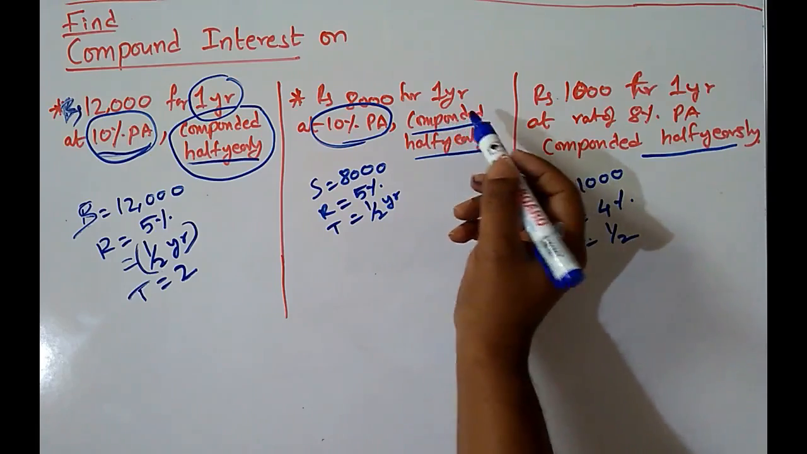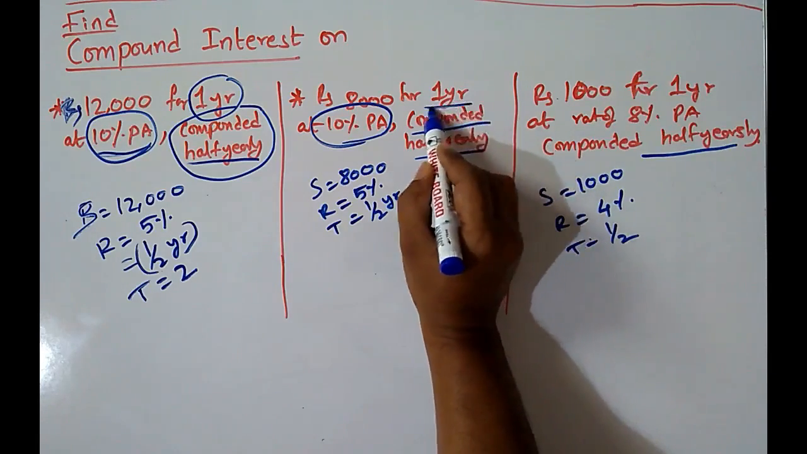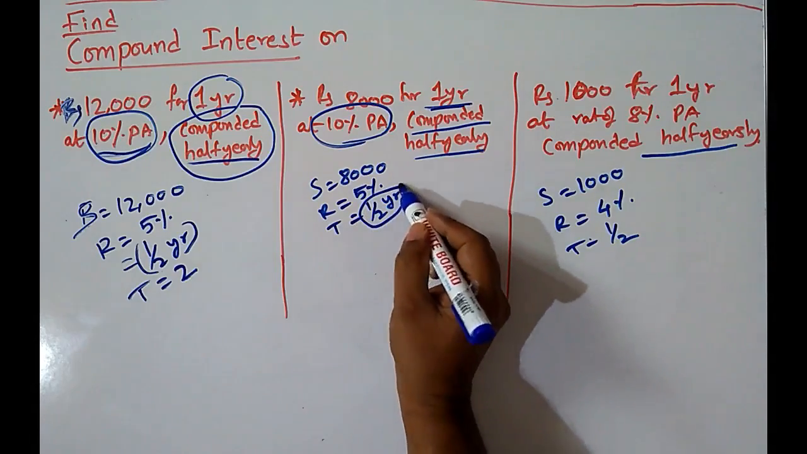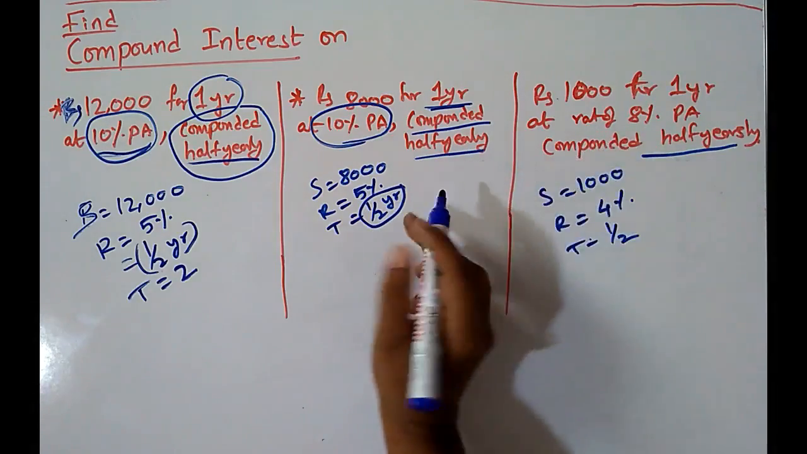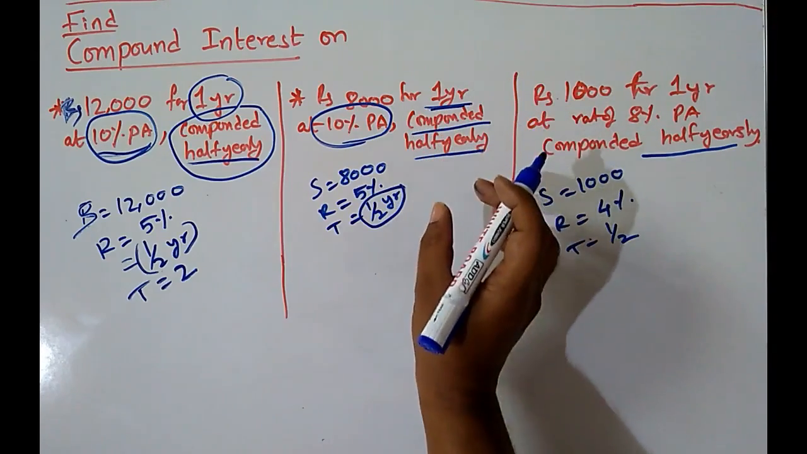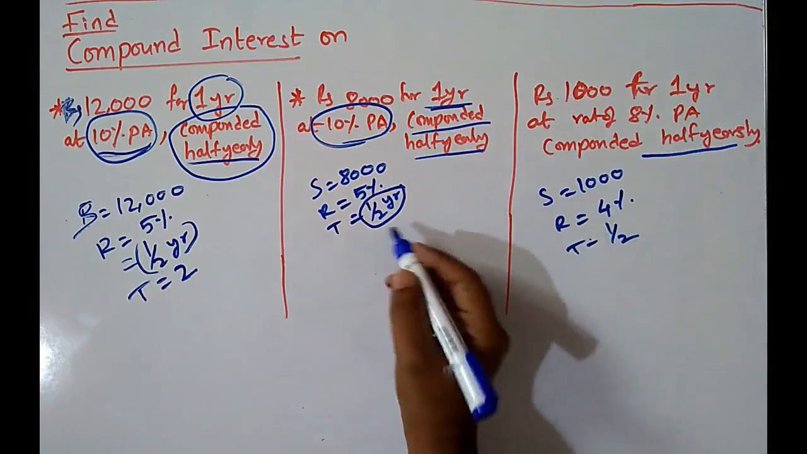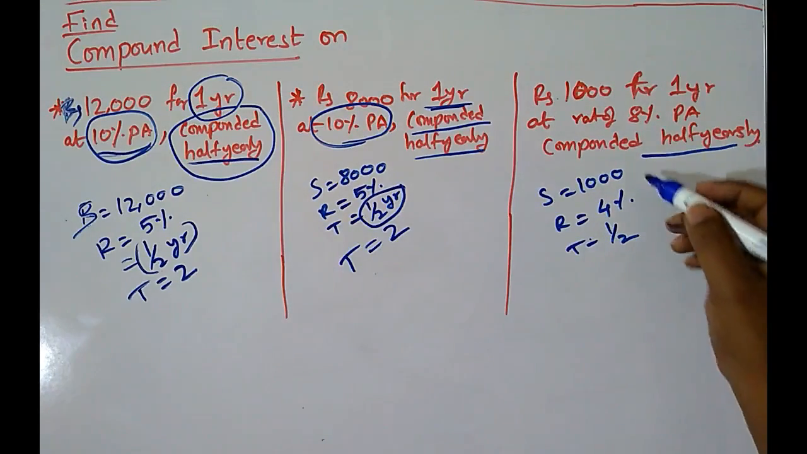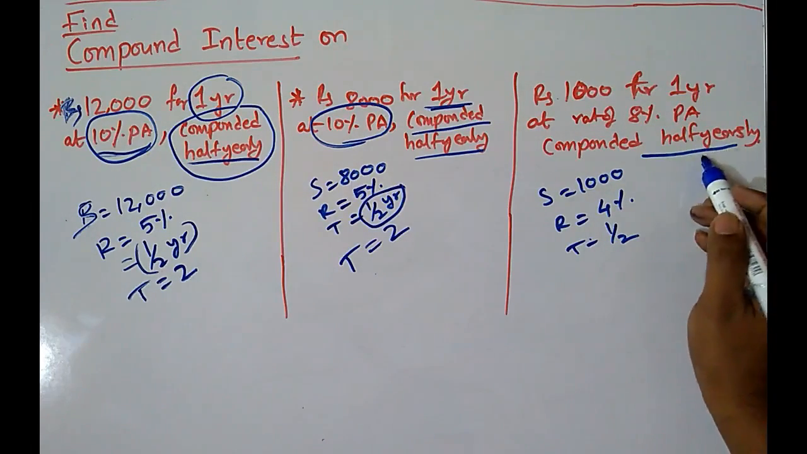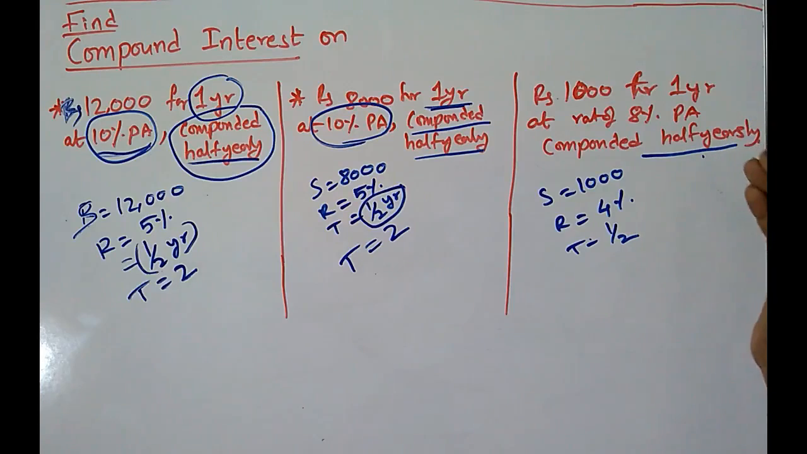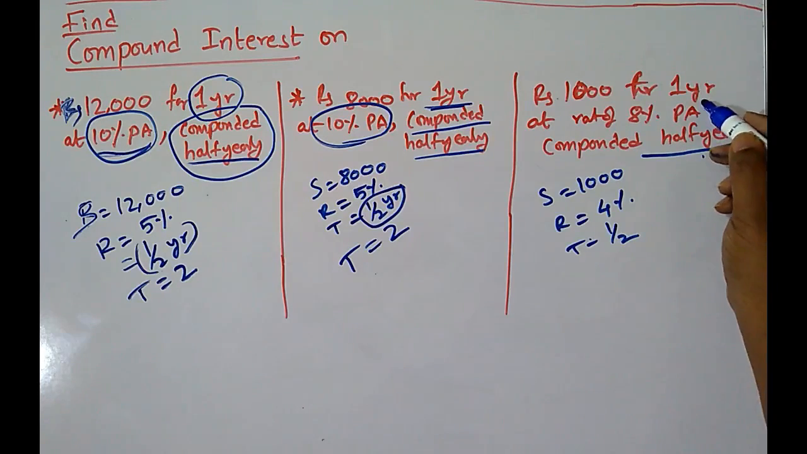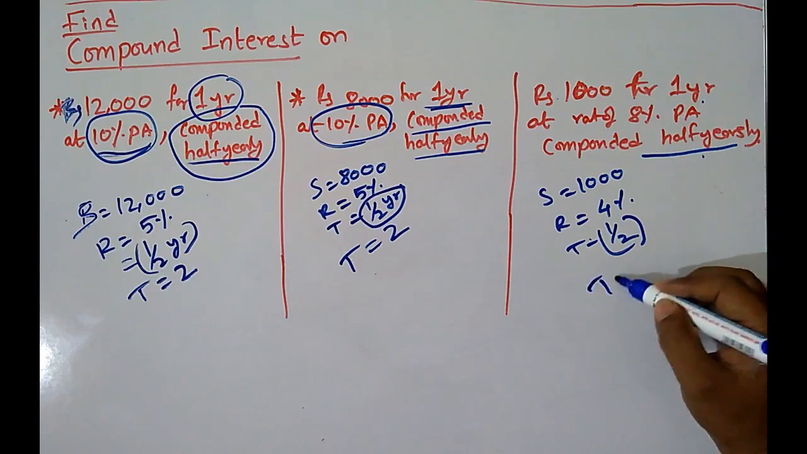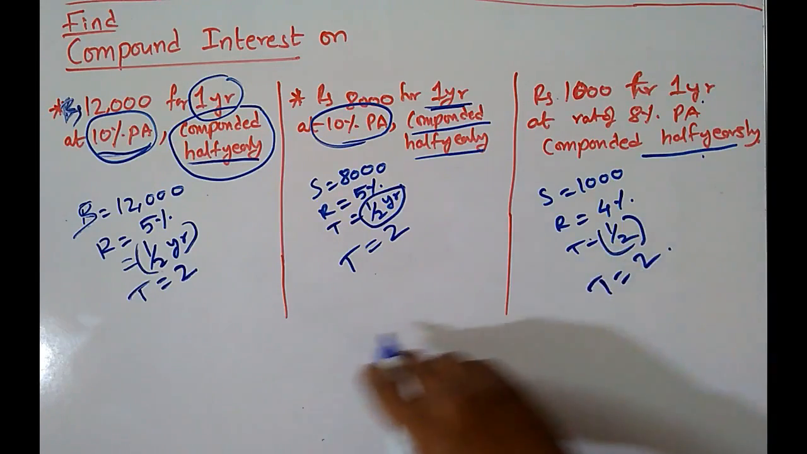Here also we are given 1 year, so for every half year we are going to find how many half years are there in the duration. In 1 year there are 2 six months, that is 2. You have to take it as 2. Here also for half yearly you are compounding. How many half years will be there in 1 year? 2 half years will be there. Therefore t is equal to 2 you have to take.